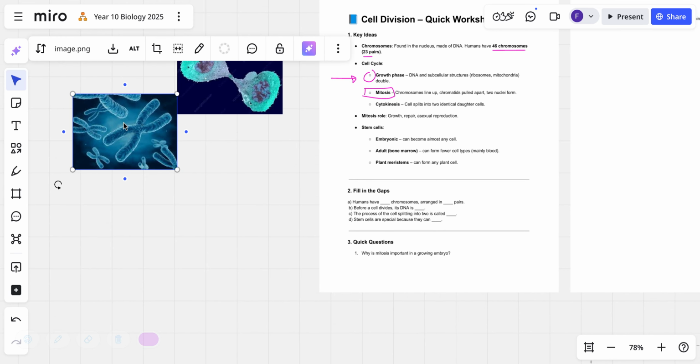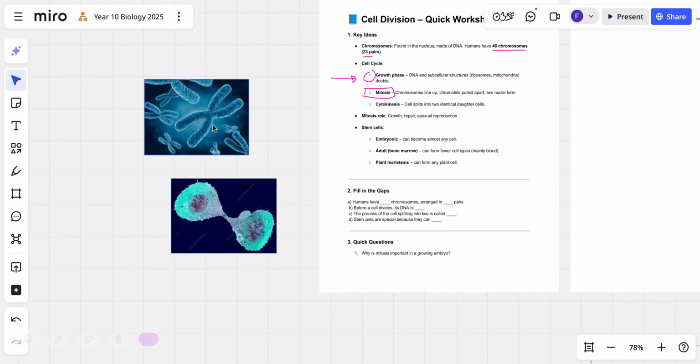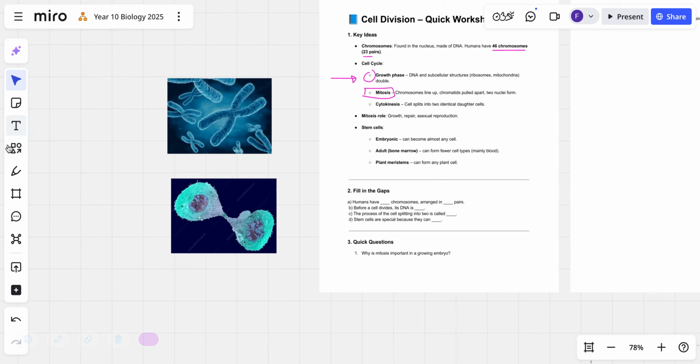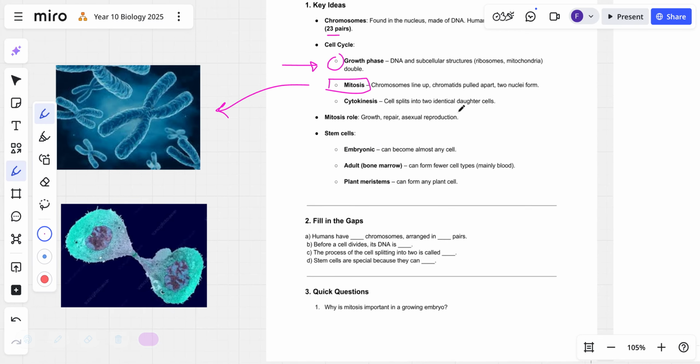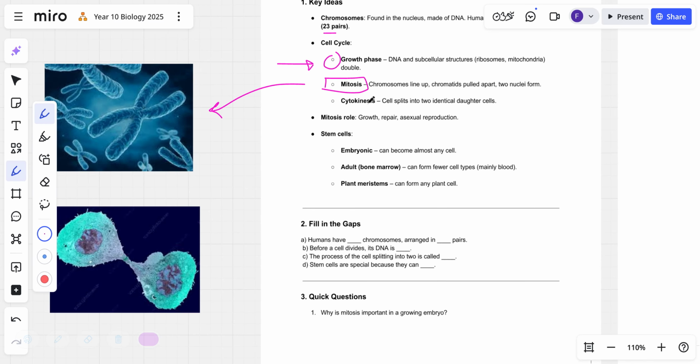All right, I'm going to switch these around, you'll see. So the first thing your cells will do is grow. Then they will go through mitosis, which is cell division. And the last thing they will do is split. And there's a really cool name for that, cytokinesis. And I love language, I love words.